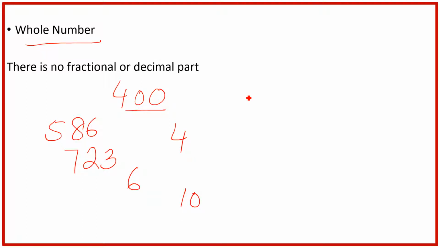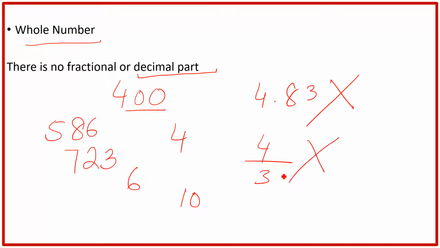If I say 4.83, this is not a whole number, because in whole numbers we cannot have a decimal part. If I say 4 over 3, not a whole number, because we have learned that there is no fractional or decimal part in whole numbers, right? If I say 786, yes, this is a whole number. So we are going to discuss the properties of whole number multiplication.